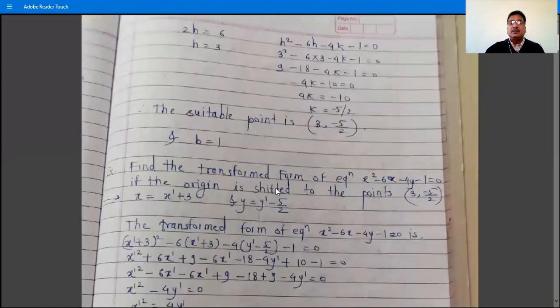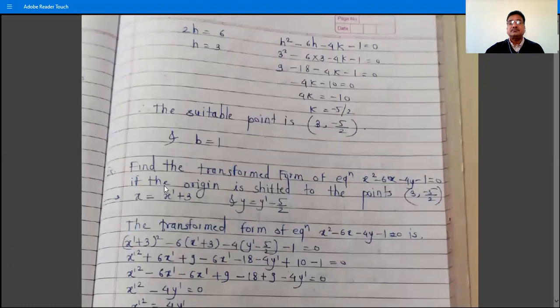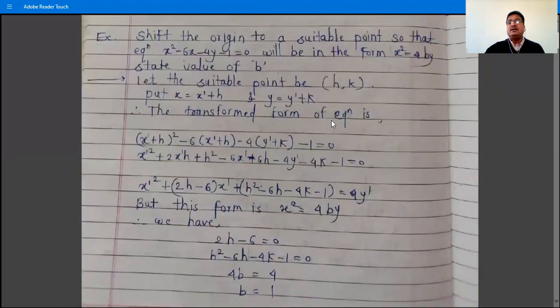So if you solve the question like this: find the transformed form of the same equation, x square minus 6x minus 4y minus 1 is equal to 0, if the origin is shifted to the point (3, minus 5 by 2), then what do we have as the answer? x square is equal to 4y, because b is 1.